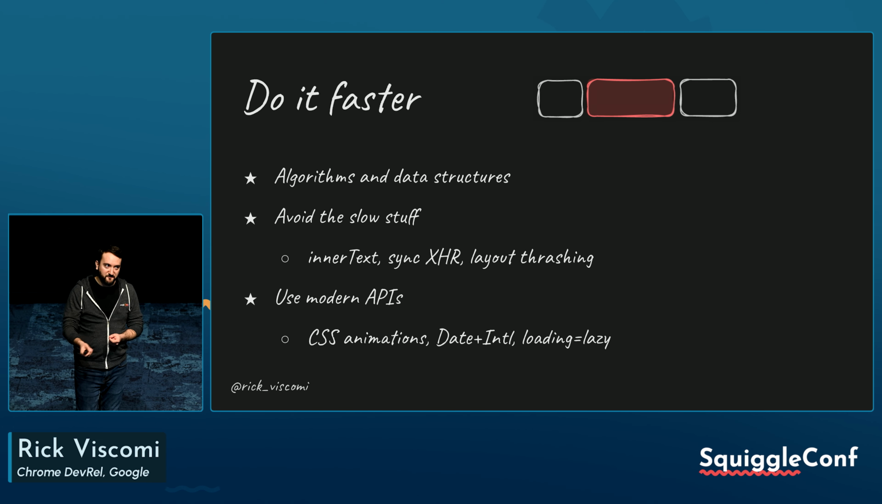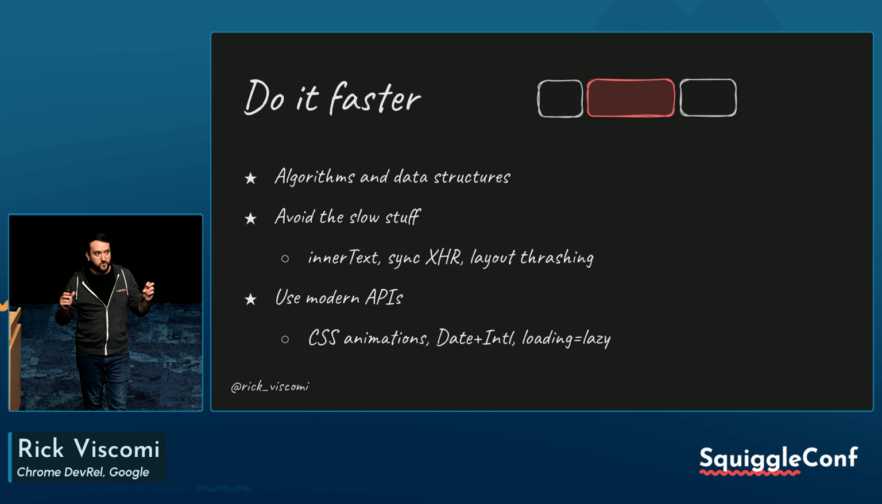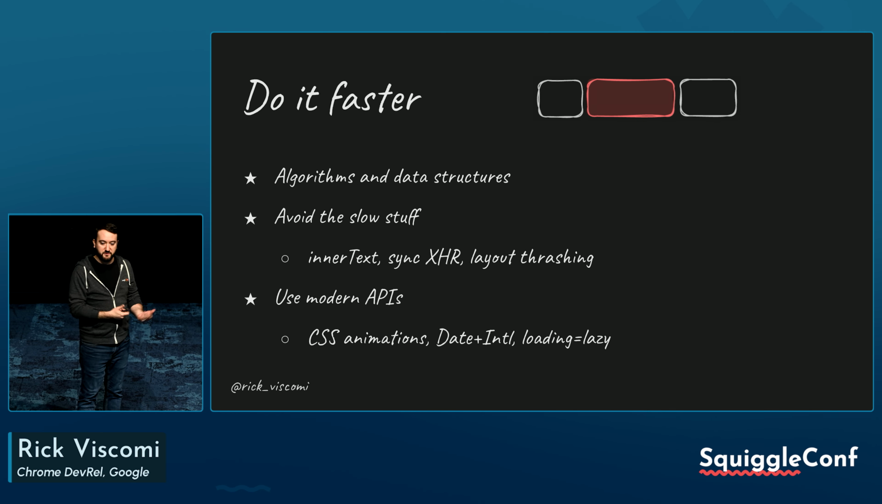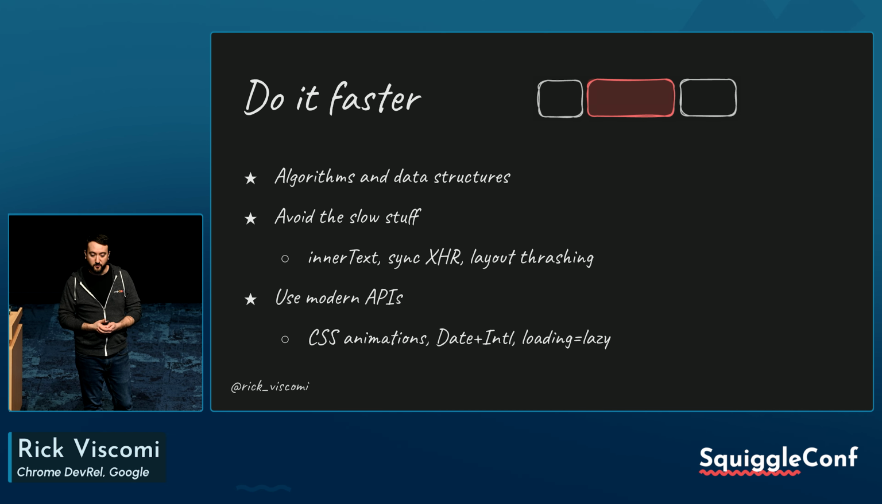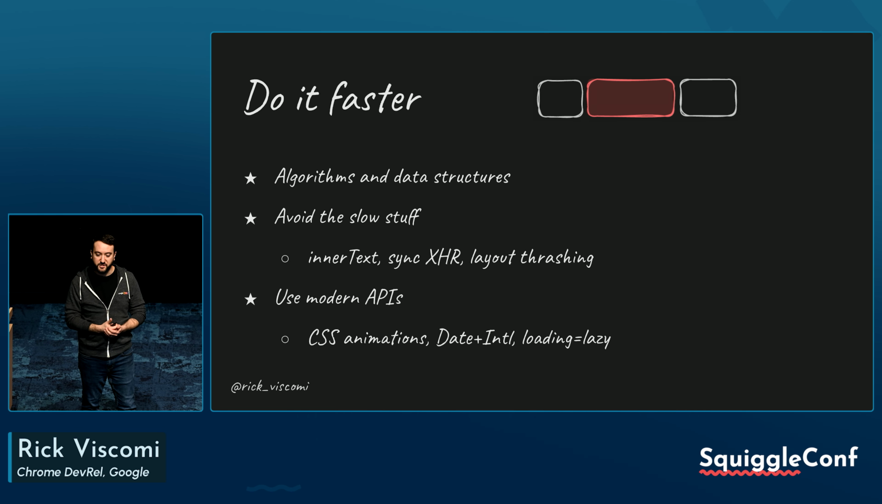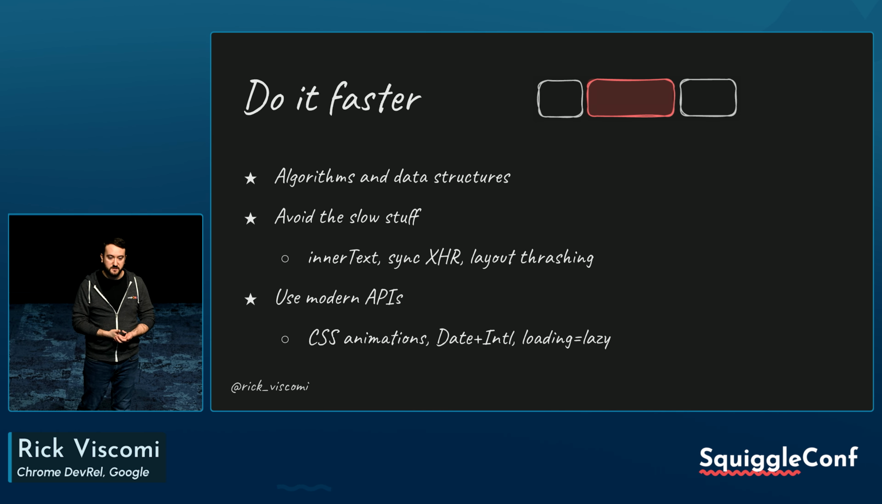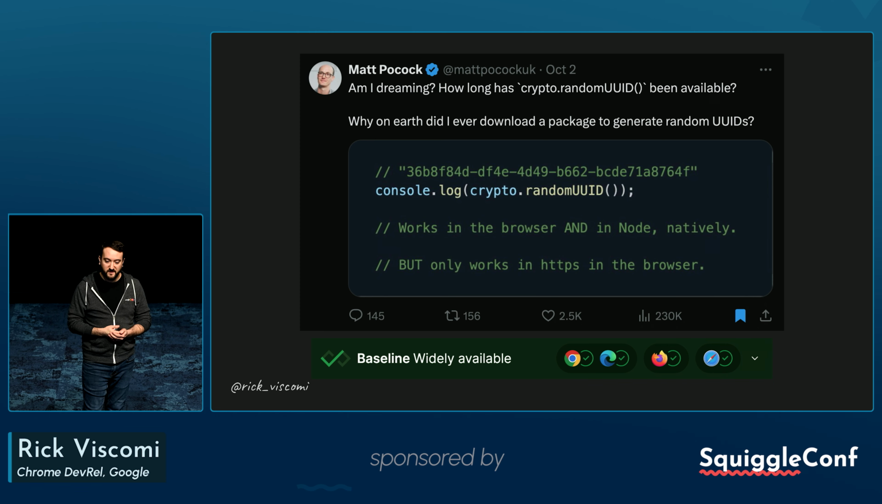But you want to know an even more effective way to improve performance? Get rid of the scripts. The fastest code is the code that never runs, right? So think about it. What are you doing in JavaScript that could be done using modern APIs instead? For example, maybe you can use CSS for animations, or the Date and Intl APIs for localization, or the loading=lazy HTML attribute for lazy loading. You don't always need libraries for these things.